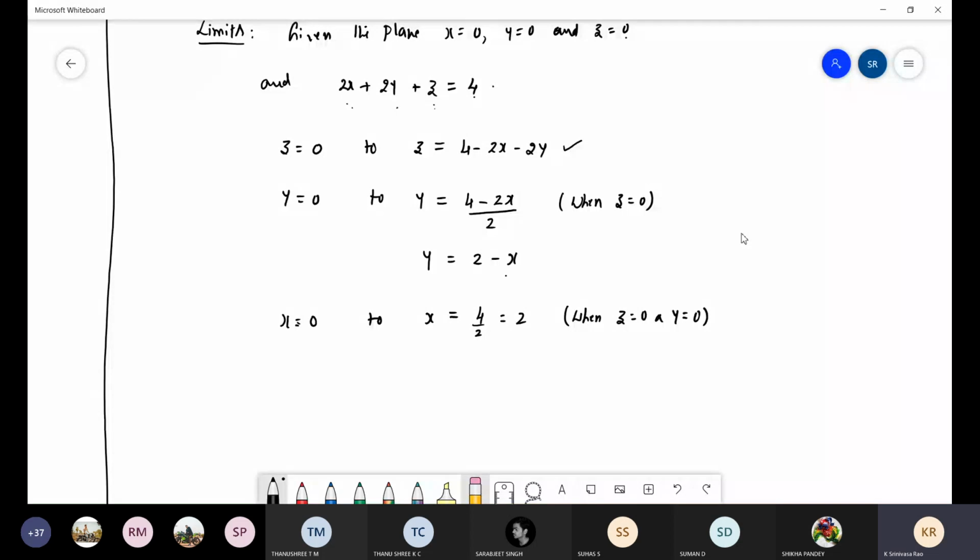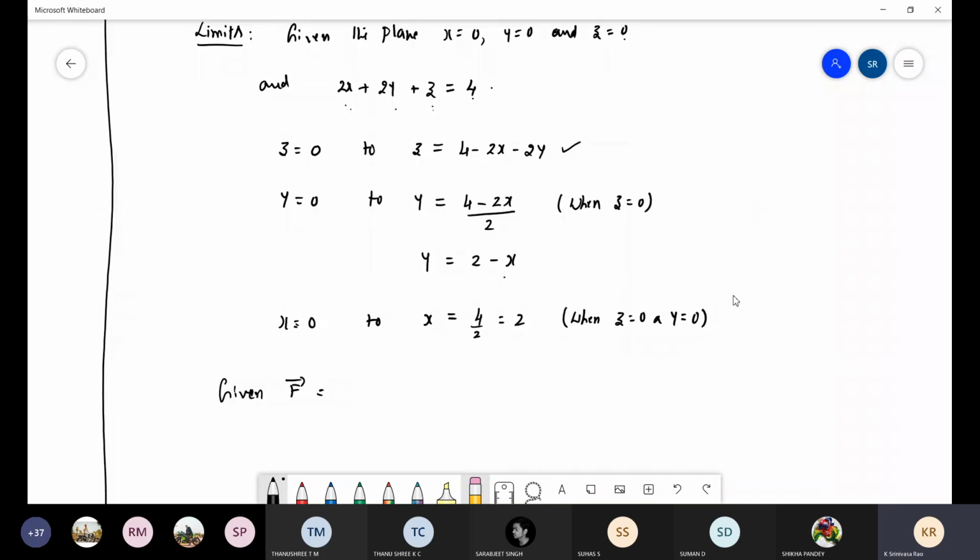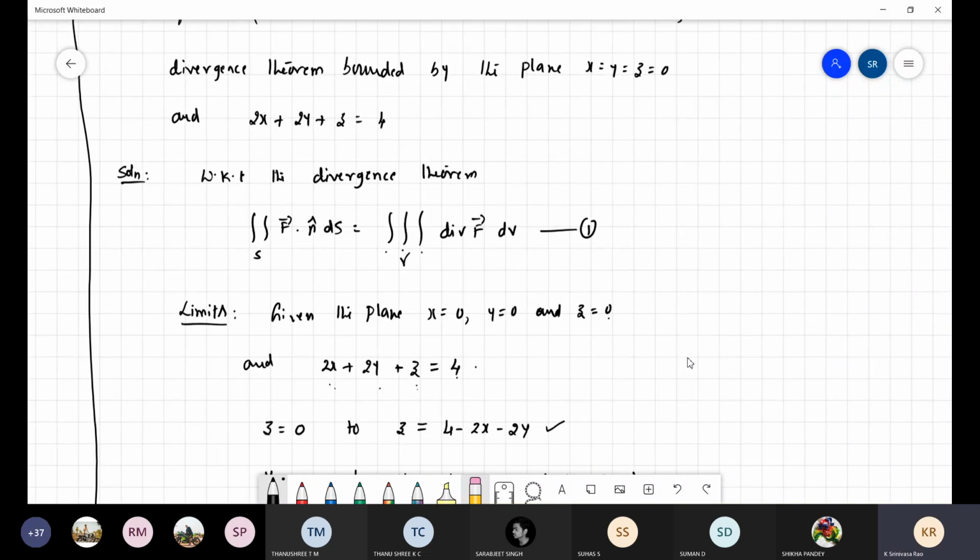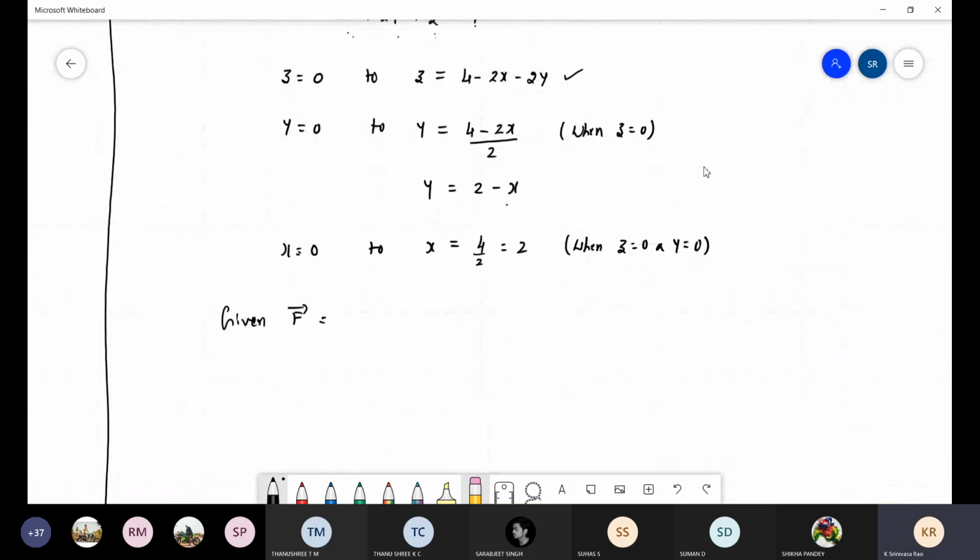Now div f is equal to... Given f equals what? Write down again: f equals 2x square minus 3z i cap, minus 2xy j cap, minus 4x k cap. What is div f? Calculate.